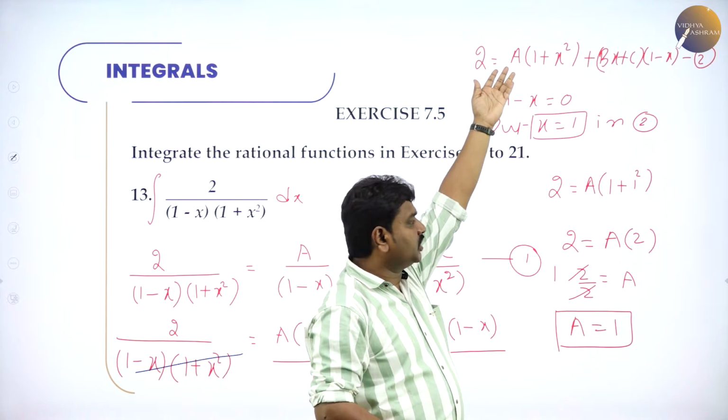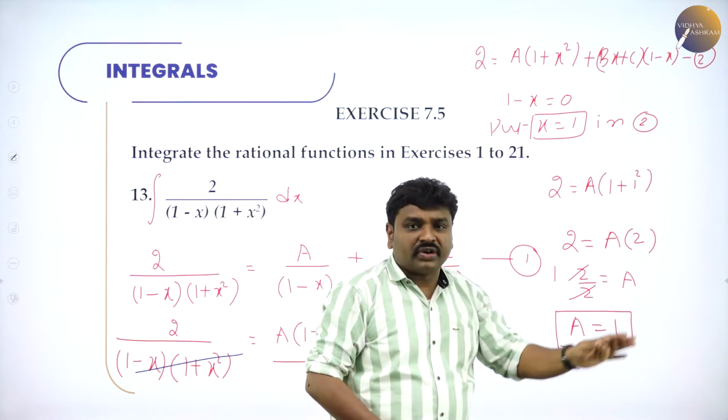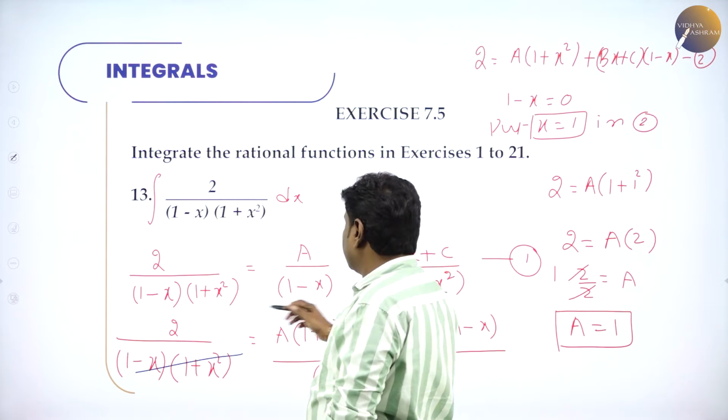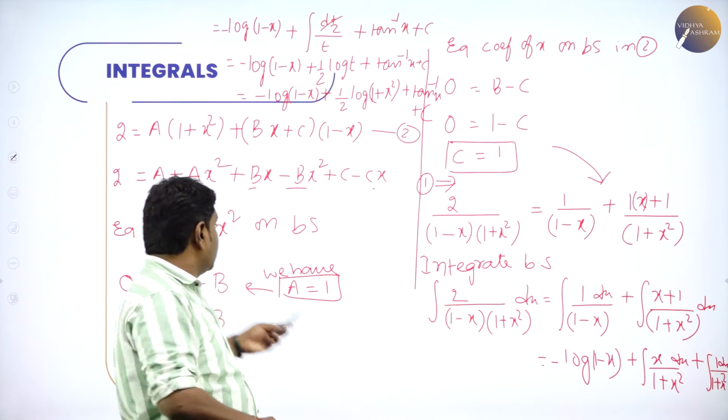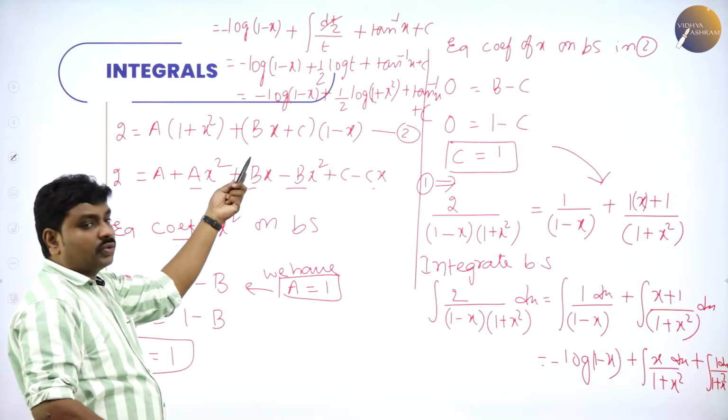Put it in equation 2. You will get a directly. After you get a, now you cannot take this as 0 because you will get imaginary. So directly equate the coefficients. Equating. So first I will multiply equation 2.